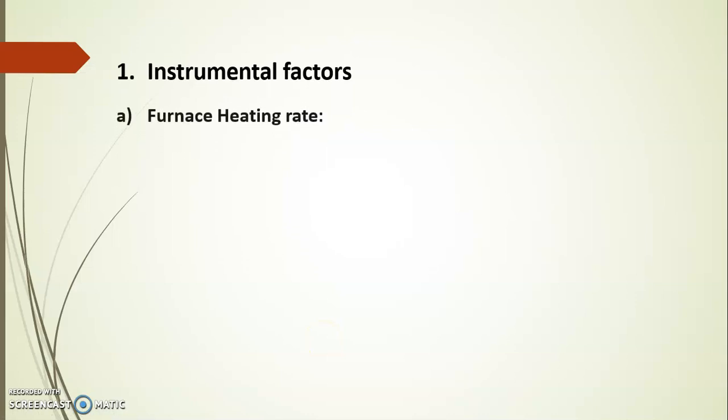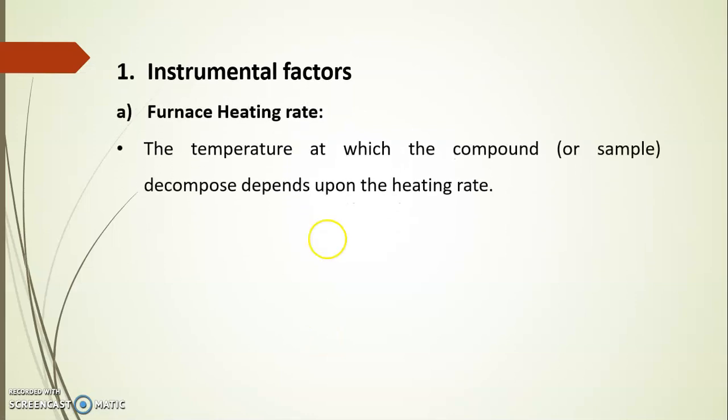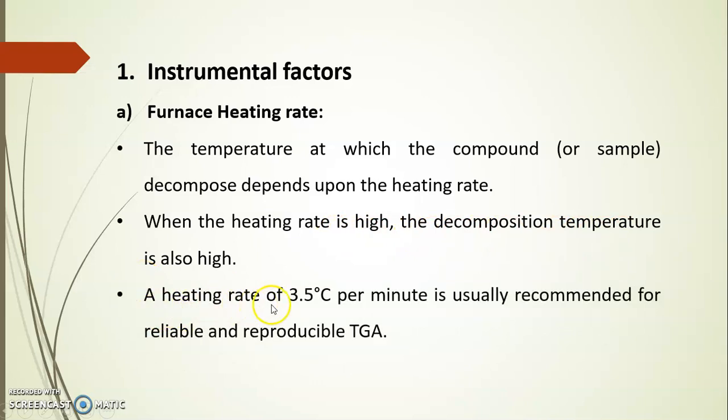First one is instrumental factors. In that, how does furnace heating rate affect the TG curve? The temperature at which the compound decomposes depends upon the heating rate. So when the heating rate is high, the decomposition temperature is also high. A heating rate of 3.5 degrees Celsius per minute is usually recommended for reliable and reproducible TG.